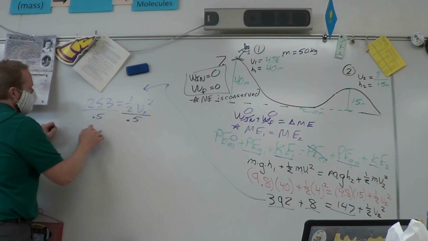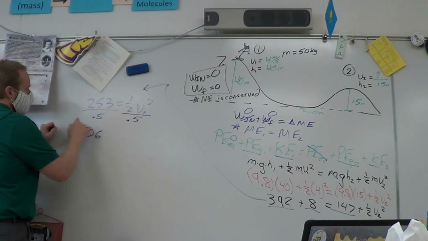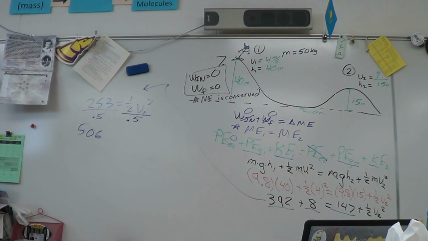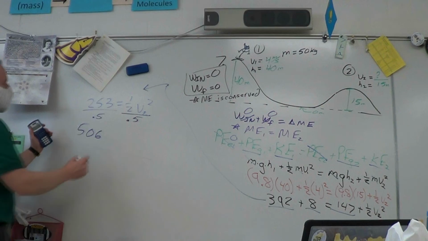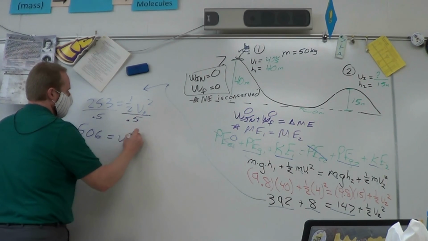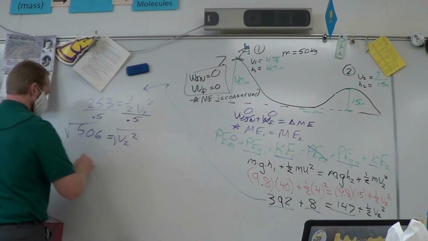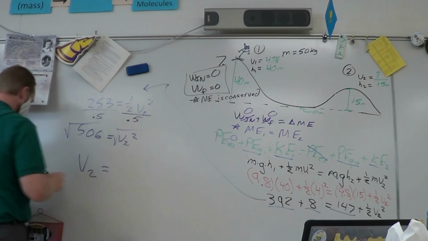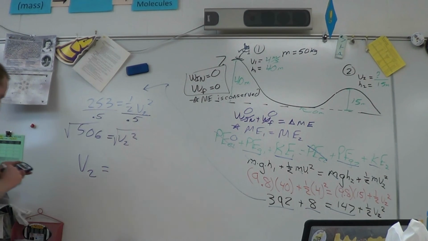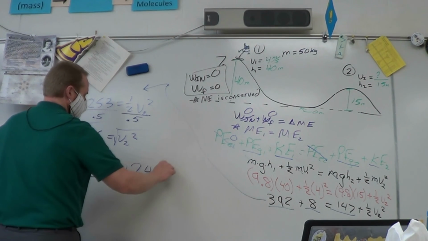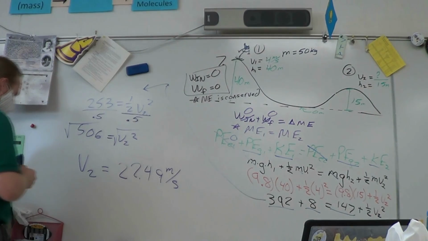And in this case, 506. Okay, we get 506 is equal to v2 squared. Now we can take the square root of both sides, and we get a v2 that is equal to 22.49 meters per second.